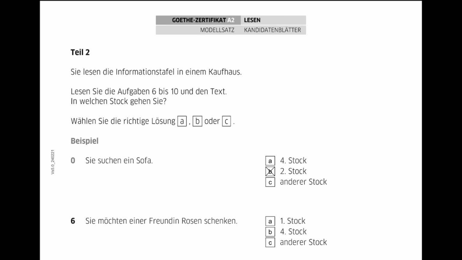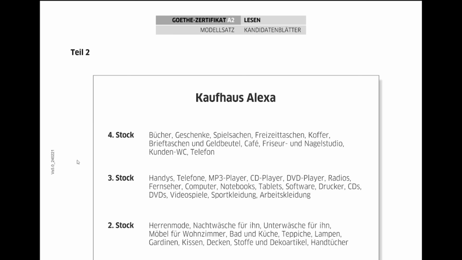So here I am on the Goethe sample exam on Teil 2 and they have written, Sie lesen die Informationstafel in einem Kaufhaus. So you are reading the notice board or information board in a shopping center. So Kaufhaus is a shopping center. And then they have written the questions over here first, and this notice board you will find on the second page. So let's first take a look at this and then we will take a look at the questions.